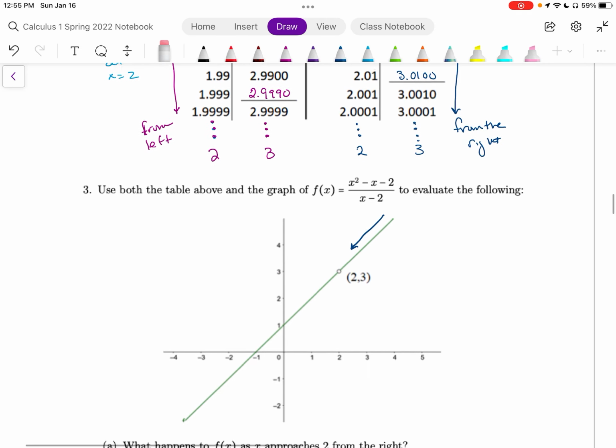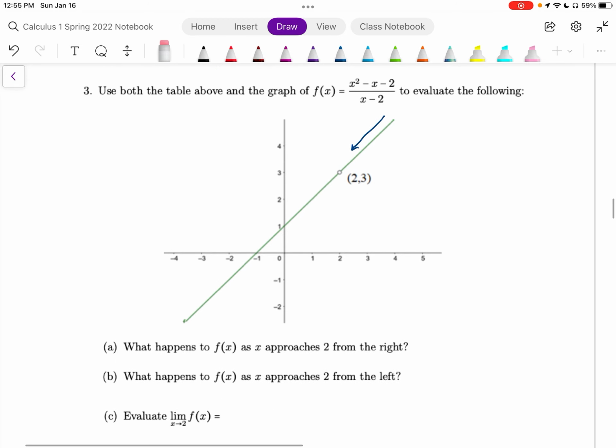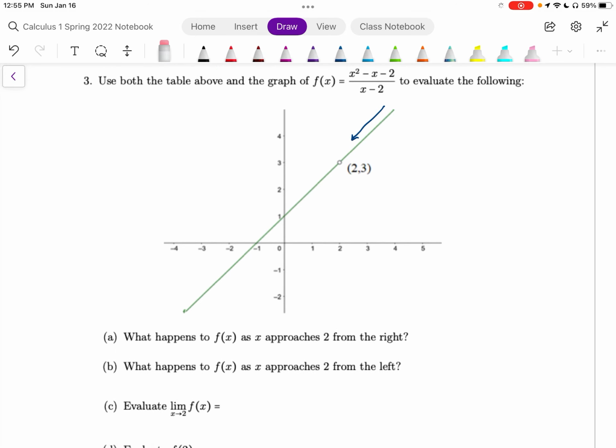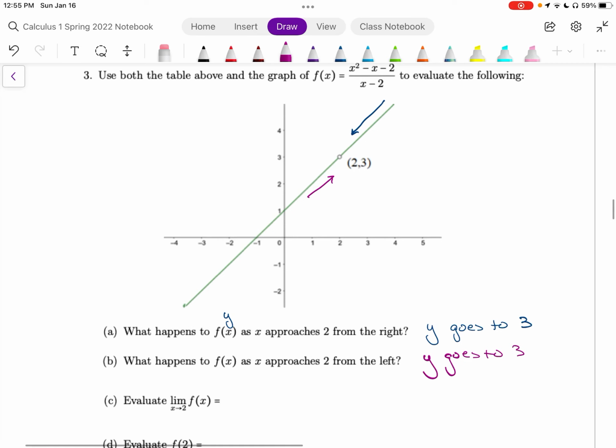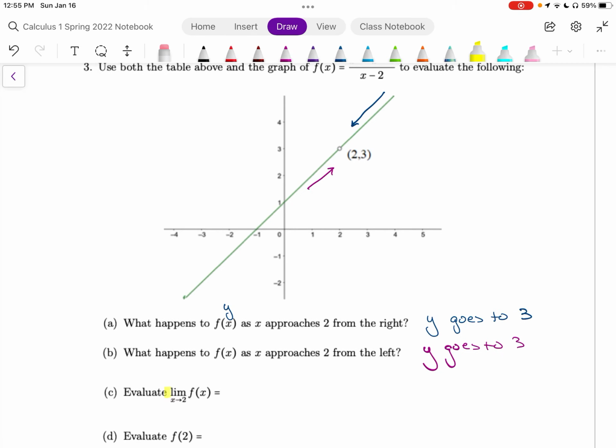There's a hole. All right, so what happens as f of x approaches from the right? From the right, y, or f of x, so f of x is also called y, right? Y goes to, or you can say approaches, 3. And as you approach from the left, we're going to say y also goes to 3. So what does that mean?